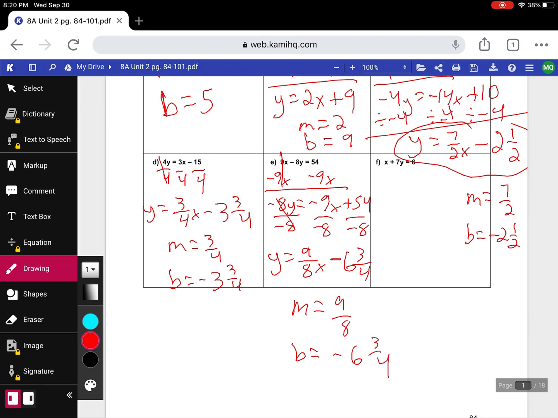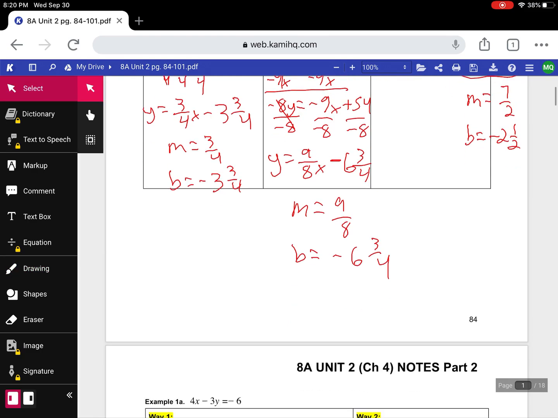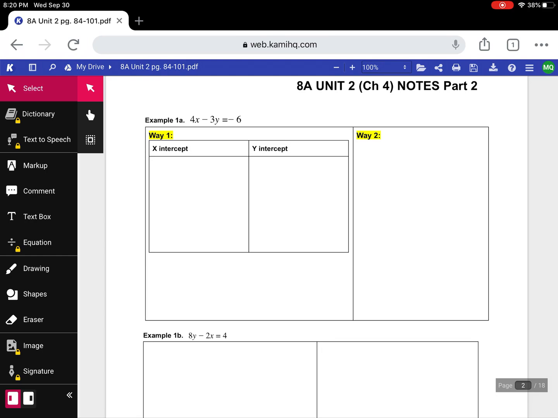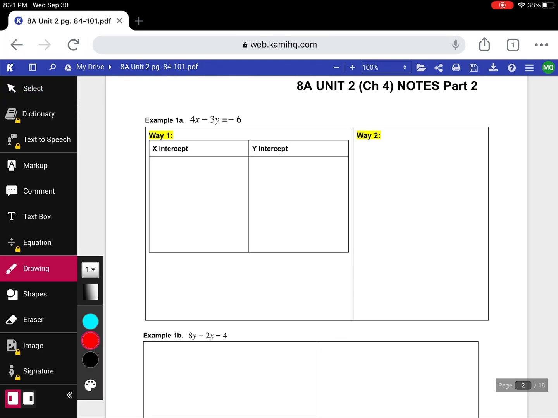Okay, we'll skip the next one and we will go on to the next page, which is page 85. When we're graphing these equations of lines and they give it to you in standard form, right here, you can do one of two things. Way one is to find x and y intercepts. And we know how to do that.